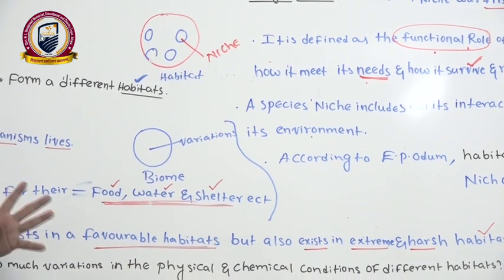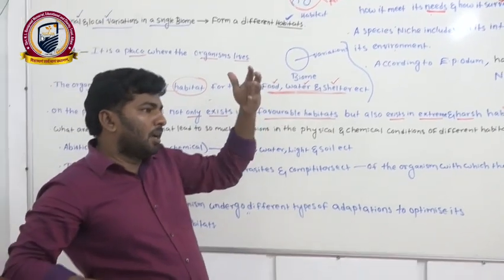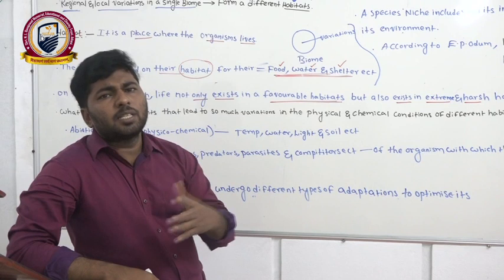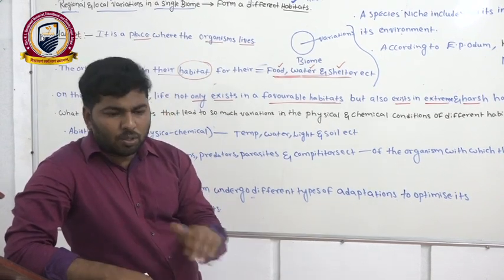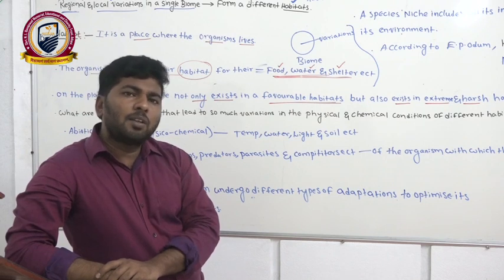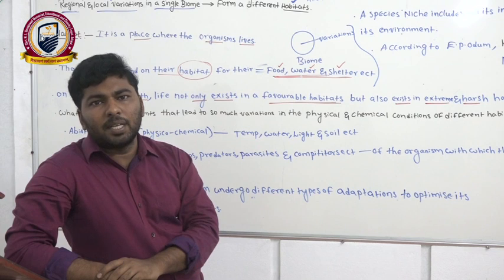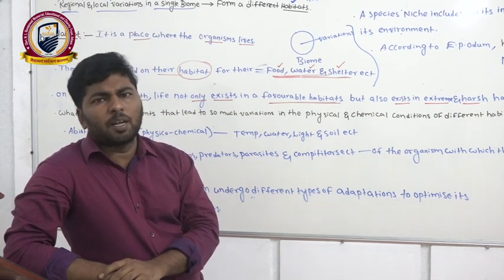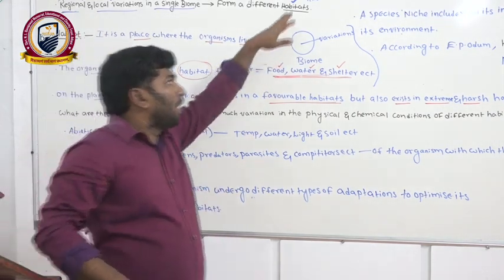One habitat may have many niches. For example, if you take a forest habitat, many niches we are observing. Some of the organisms may live in the grass. Some organisms may be seen on the top of the trees. Some organisms may be seen in the scrubs and herbs. We are seeing different levels with different types of organisms. Clear?